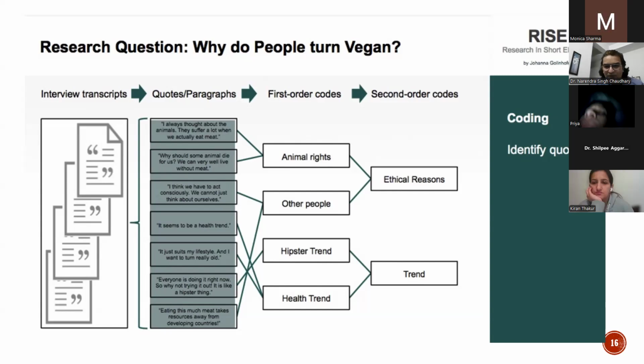Right? So now you know the theme. So the animal rights and other people, what can you say? Ethical reasons. Now you can see how it is getting connected. Does it make some sense? Yes. Shall we move on?